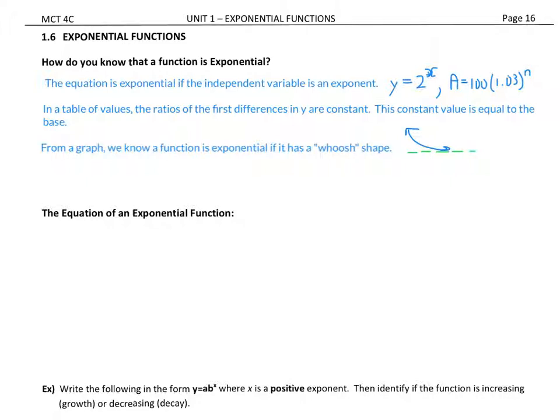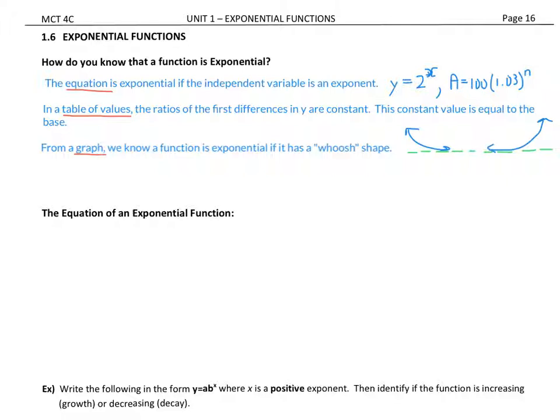And of course, that whoosh graph could go the other way as well. We could start here and then end up growing this direction. But again, we have that horizontal asymptote, which is a line that our graph gets infinitely close to, but never in theory touches.